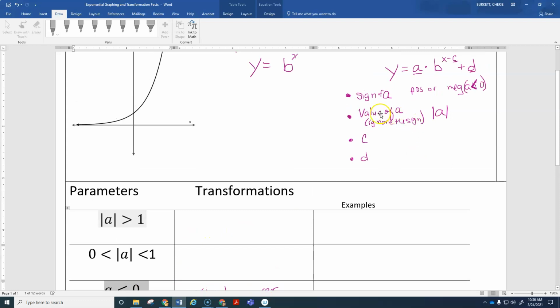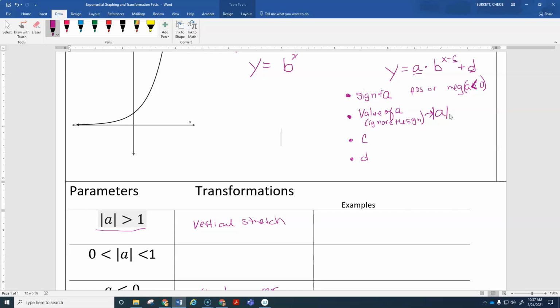The other two things that we worry about is what is the value of A? When we're looking at the value, we're ignoring the sign. And the way I tell you to ignore the sign is I use those absolute value bars. So when you see the absolute value of A, don't read it as the absolute value of A. Say, ignore the sign, but the value of A is bigger than 1. If the value of A is bigger than 1, then you're going to have a vertical stretch.